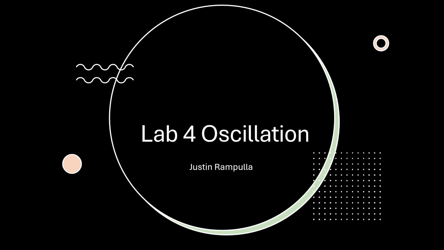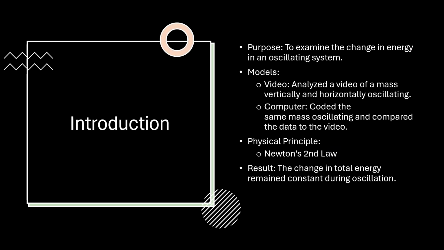Hello, this is a lab report on oscillation. The purpose of the lab is to examine the change in energy in an oscillating system. I use two models for this lab: one where I analyze the video of a mass vertically and horizontally oscillating, and a computer model where I coded the same mass oscillating and compared that data to the data of the video.